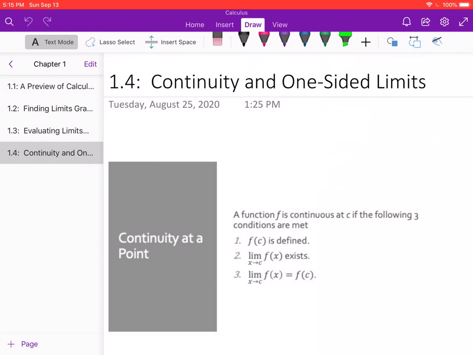So, starting with continuity, a function f is continuous at c, or point c, if the following three conditions are met. f of c is defined, so there's not a discontinuity. The limit as x approaches c of f of x exists, and the limit and the function value are the same.